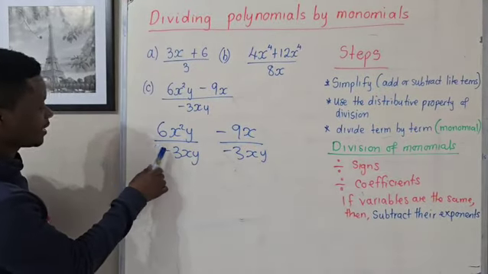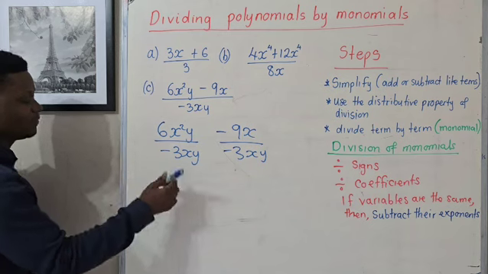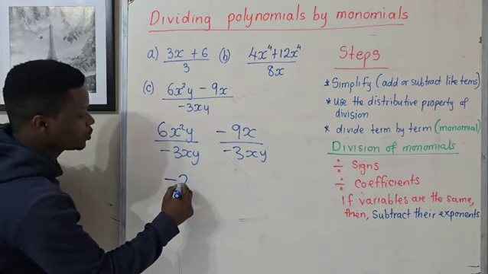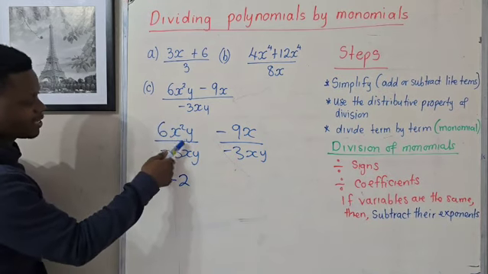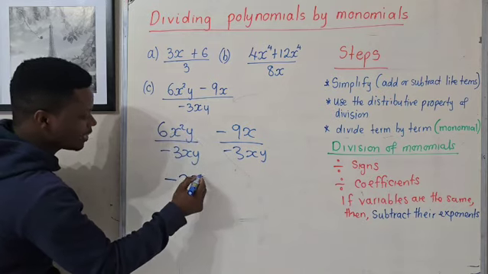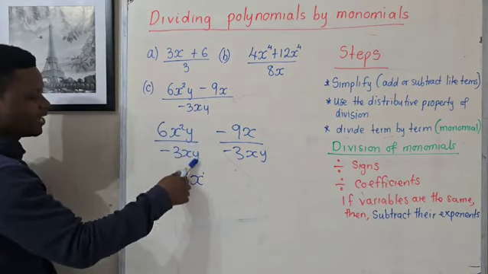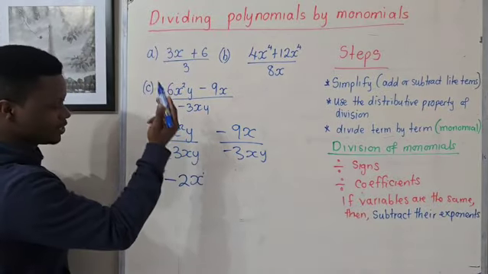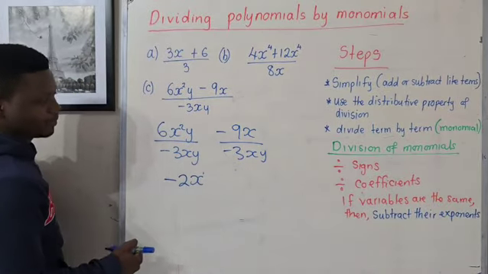So we divide the signs, there's a minus and a plus. When we are dividing, we get a minus because they are not the same. 6 divided by 3, that's 2. And these variables are the same. You subtract the exponents, so we have x to the power of 2 minus 1, we get 1. y and y, they are the same, so in other words, they cancel out. Since they are all the same, they just cancel out, and it's never going to be there.